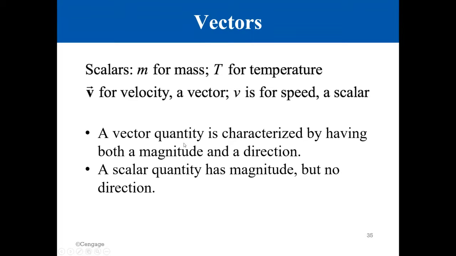So in general, a vector quantity is characterized by both magnitude and direction, while a scalar quantity is characterized by magnitude only, no direction. Both vector and scalar quantities will require units. So in addition to what we said here, we need to keep in mind that physical quantities always need units.